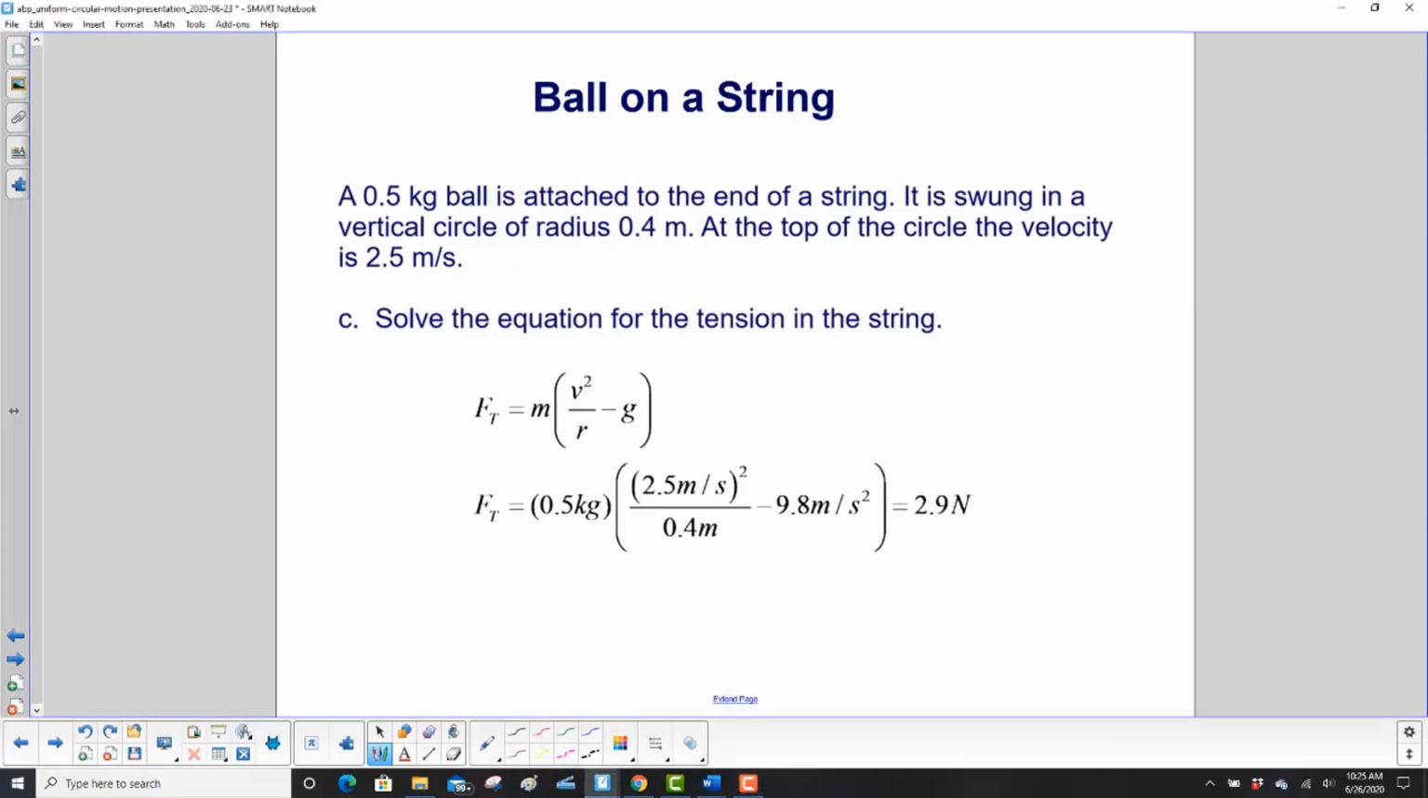We have our equation now for tension. And finally, we can put in the numbers. Here's our mass, and notice how it's outside the parentheses, so we only have to multiply it once. We have our velocity, 2.5 meters per second. Make sure you square it. Here's our radius. Here's g, gravity. Multiply and subtract it out, and you get 2.9 newtons.